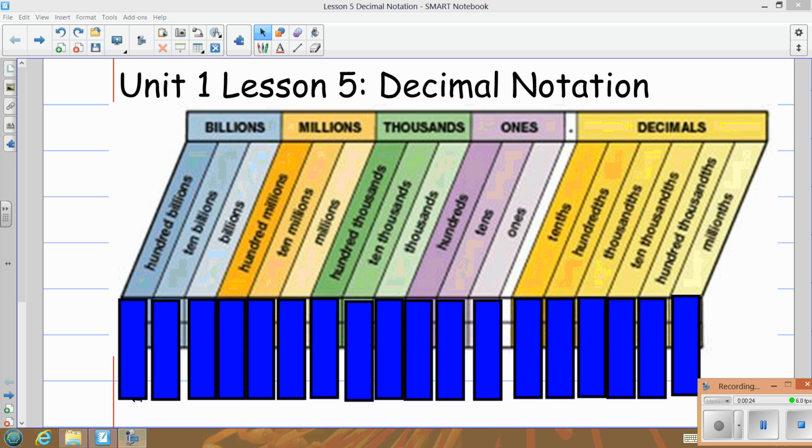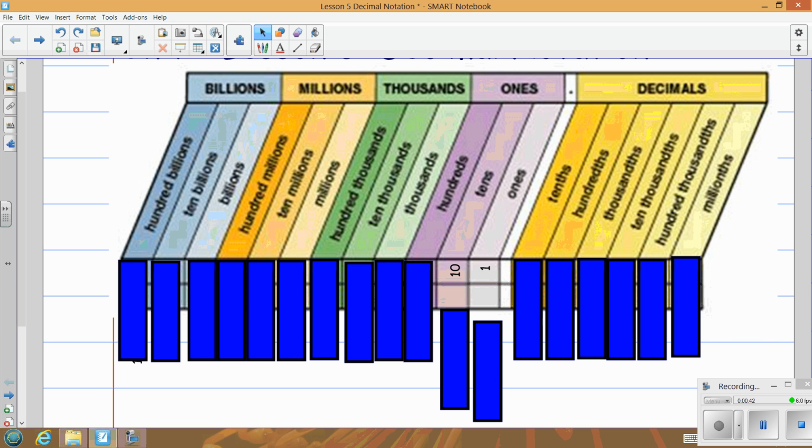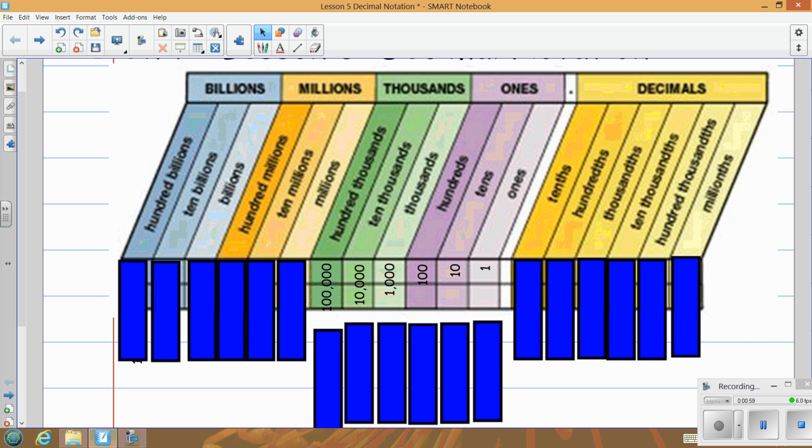So the first thing is this chart here, where we have ones, thousands, millions, and billions on the left, separated by a decimal point when we get into our decimals. So just looking at this, ones, meaning it's just one. Tens, we have 1 zero. Hundreds, we have 2 zeros. Thousands, we have 3 zeros. Ten thousands, we have 4 zeros. So you can kind of see a pattern here of the zeros just increasing.